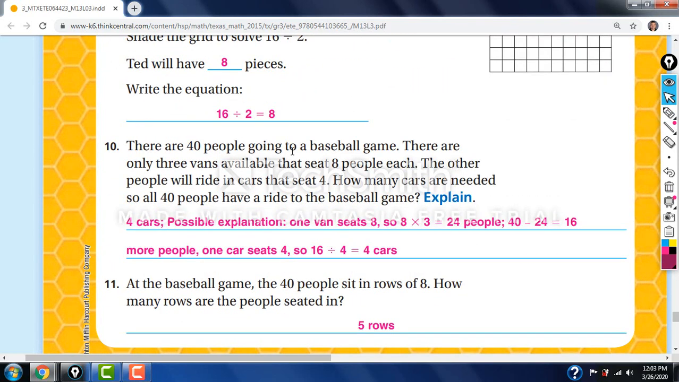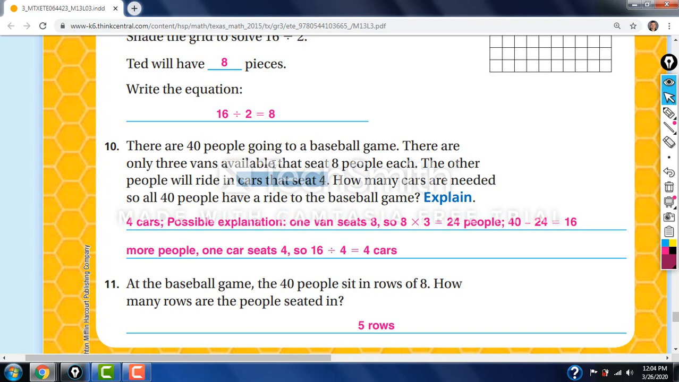There are 40 people going to a baseball game. There are only 3 vans available that seat 8 people each. The other people will ride in cars that seat 4. How many cars are needed so all 40 people have a ride to the baseball game? How many cars are needed? So we have to figure out this one here. Okay, so let's figure out the first part first. Let's figure out how many people can ride in the vans.